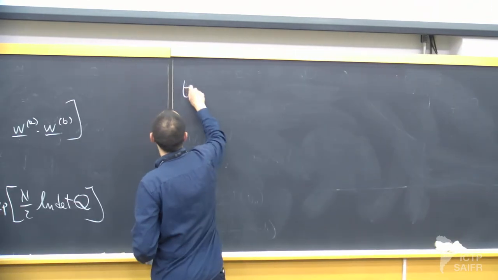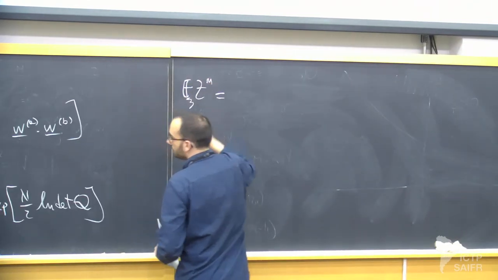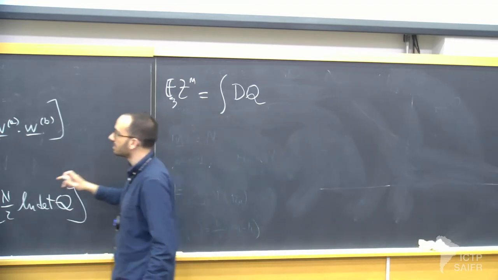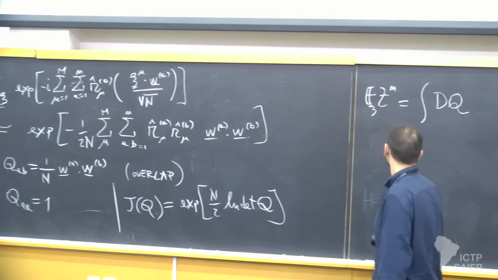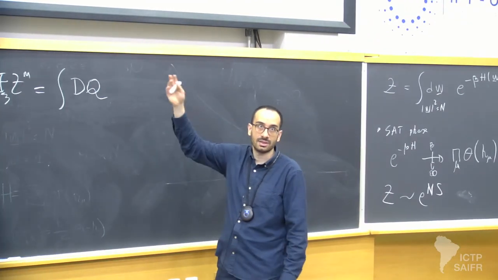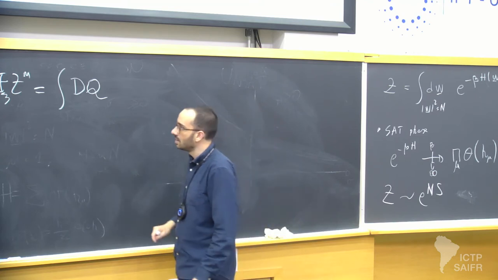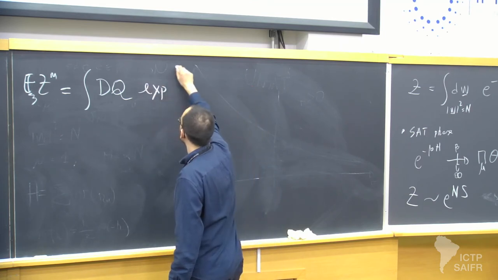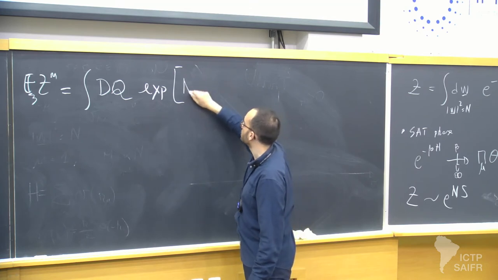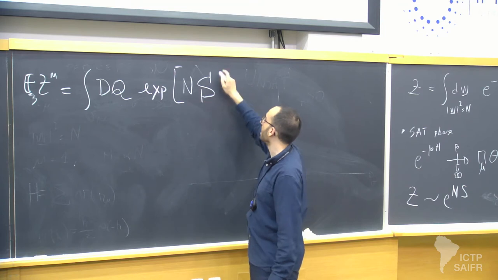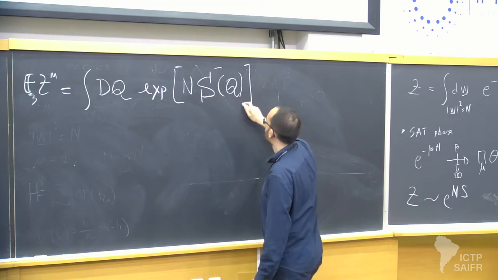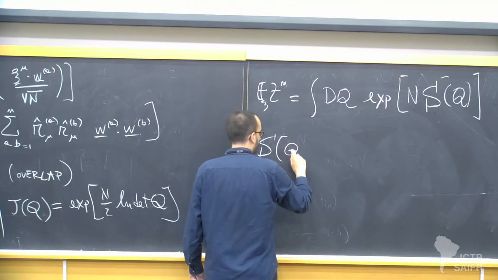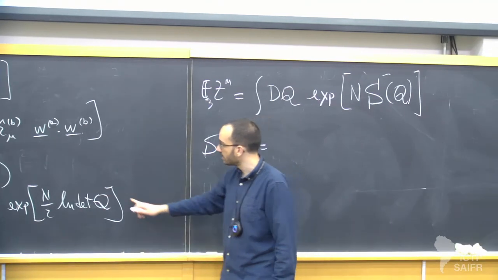So this is equal to what? So I have an integral over this matrix Q. Note that the matrix is symmetric by definition. So I just need to integrate over the upper part of the matrix, upper triangular part. And then I have a term, an action, that I can write this way. So I have n times some action, big S, that depends on Q. And now let me write this. So this is what? So I have a Jacobian term.